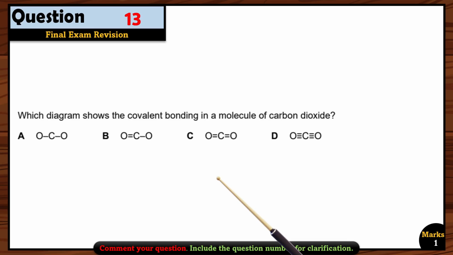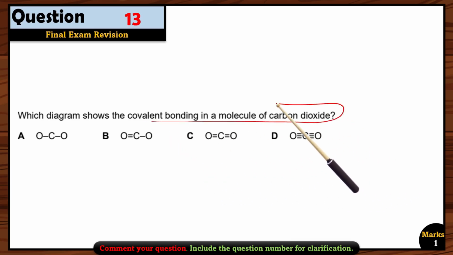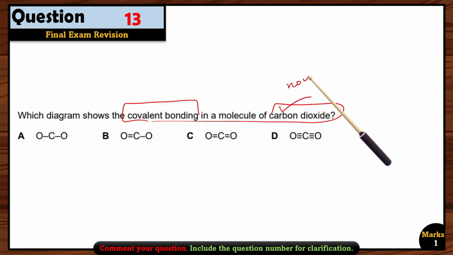Question 13. Which diagram shows the covalent bonding in a molecule of carbon dioxide? Again, how will you know that it's a covalent bonding? It's already given in the question. But sometimes if they don't give it in the question, you just have to look at carbon. Carbon is a non-metal and oxygen is also a non-metal. So it means it's a covalent compound.